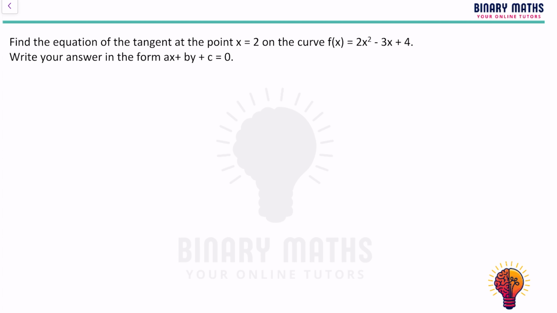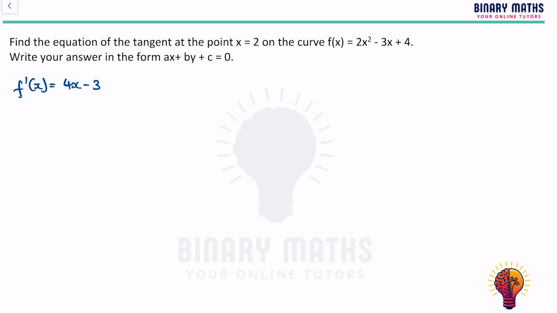So remember, if you want to find the equation of the tangent, you need to find the gradient of the tangent, which means we're looking at the gradient function. We have to find the gradient function. So if f of x is equal to 2x squared minus 3x plus 4, then we need to find the gradient function, which is equal to f dash of x. So we need to differentiate with respect to x. So I end up getting 4x minus 3.